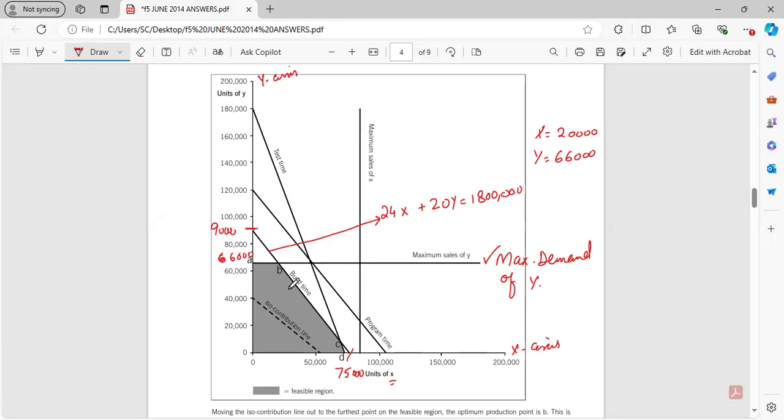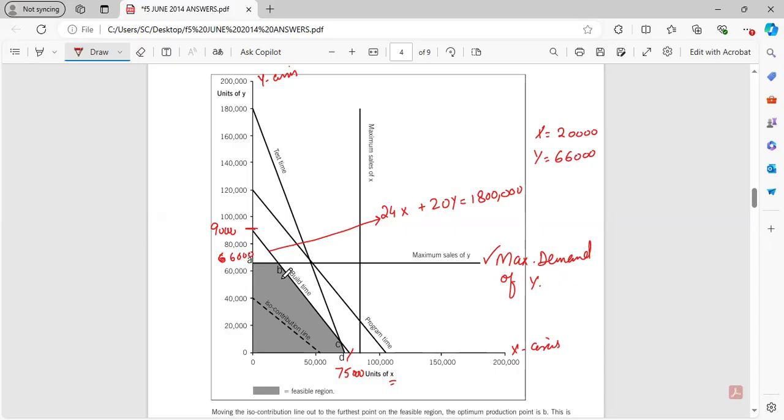And what is the meaning of this line? When we allocated all the resources to X, we were able to produce a maximum of 75,000 units of X. And when we allocated all the resources to Y, we can produce a maximum of 90,000, although the demand of Y is just 66,000.